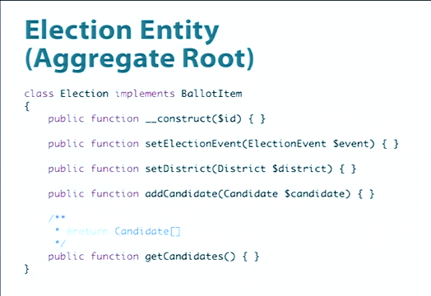Add candidate. We want to be able to add candidates to the election. We want to be able to get a list of candidates back out, so we've got a get candidates method. I didn't show the implementation of these methods, but it should be pretty straightforward to imagine what they look like. Any questions so far?